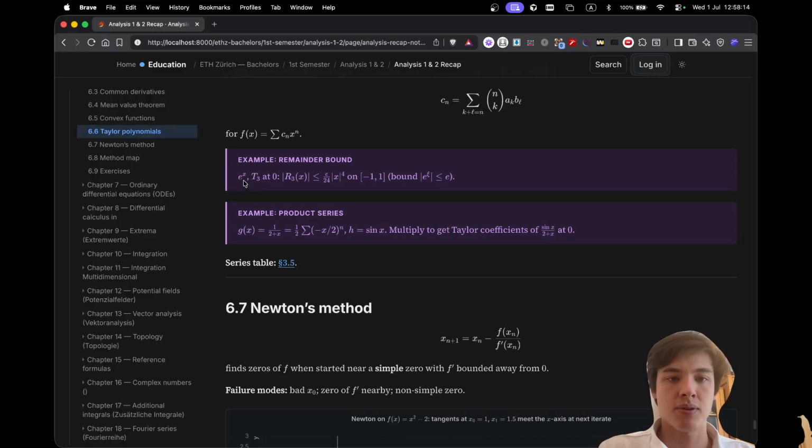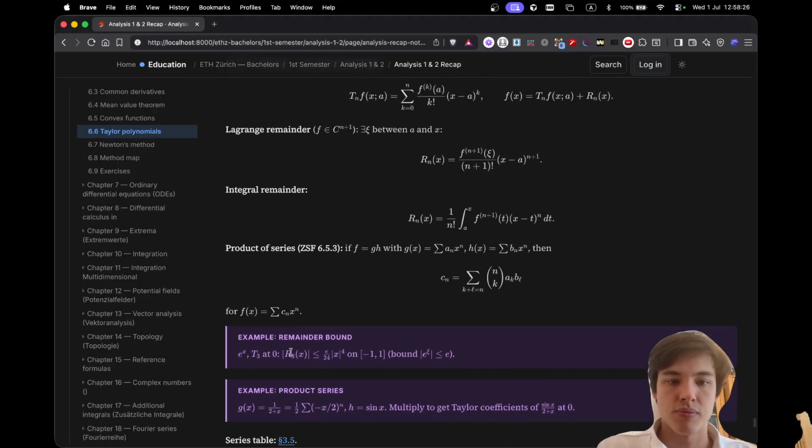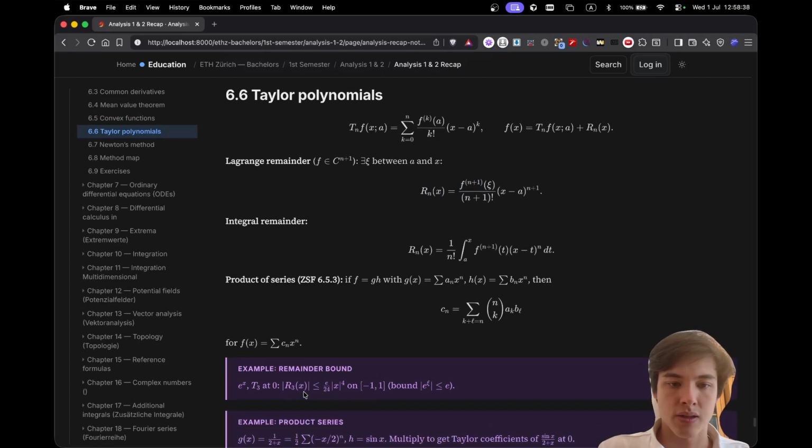Let's look at an example. e to the power of x, around 0. So the remainder would be e to the power of c, and the factorial is 1, 2, 3, 4, times 4, 4 times 6, 24, and then x to the power of 4. On this interval it's smaller than e, so that's why we can estimate it like this.